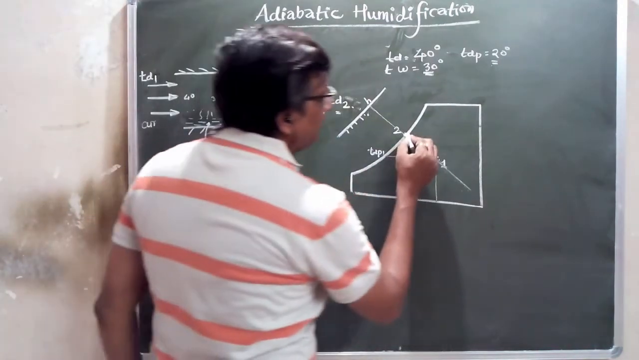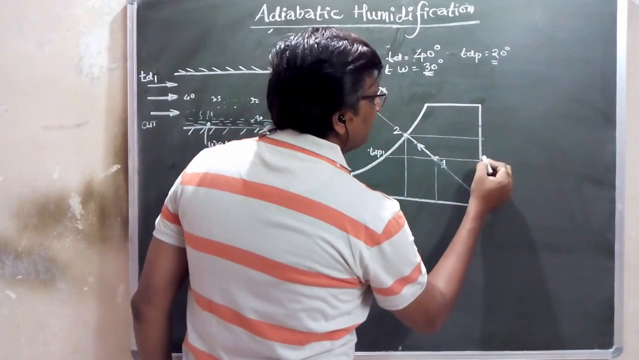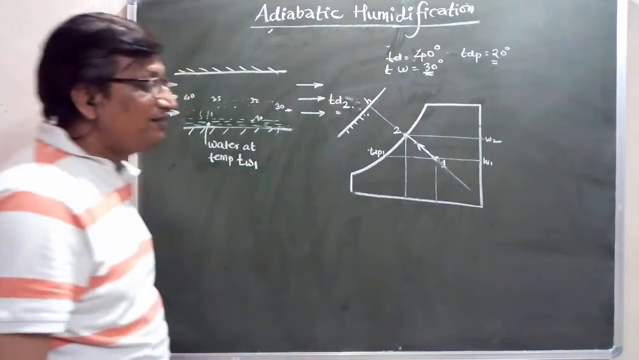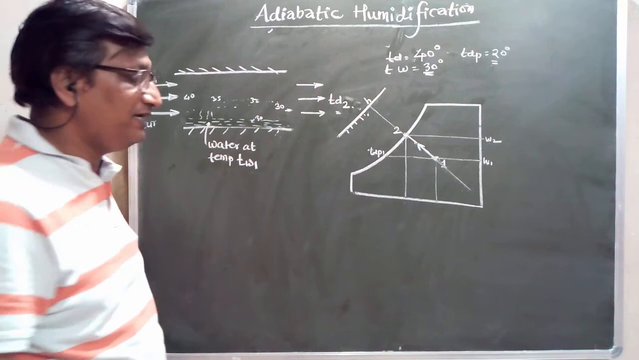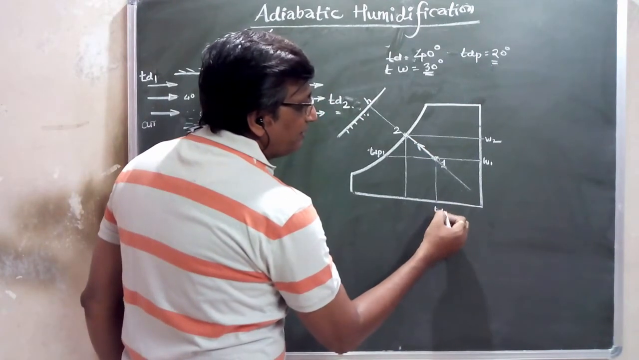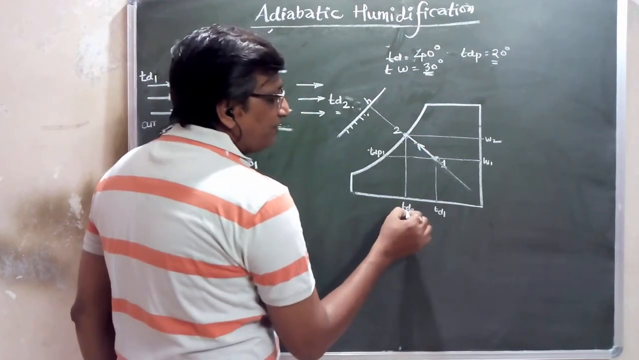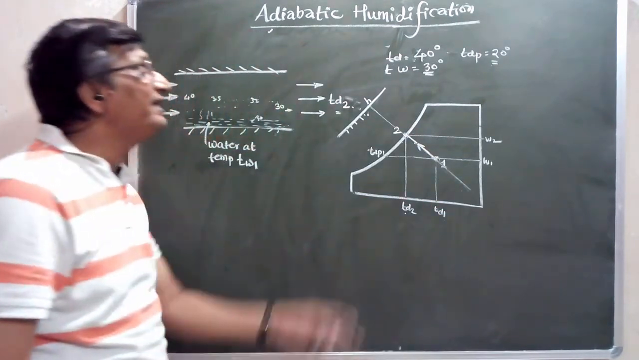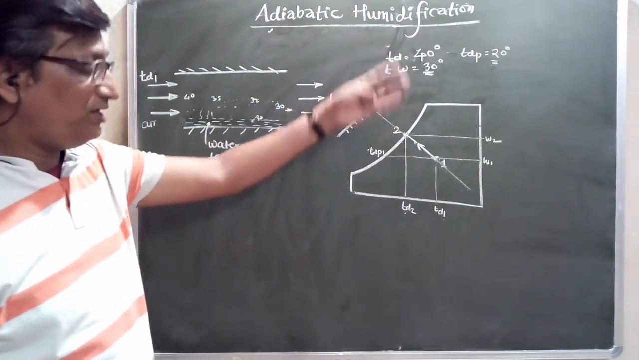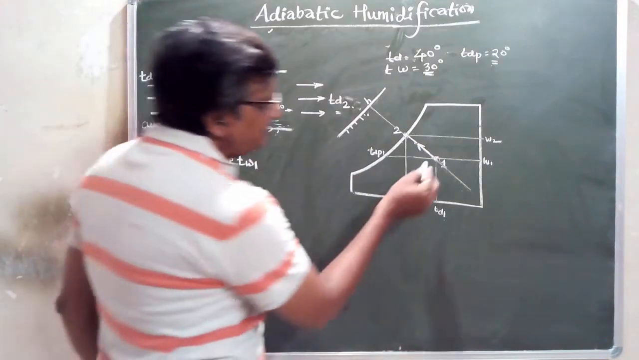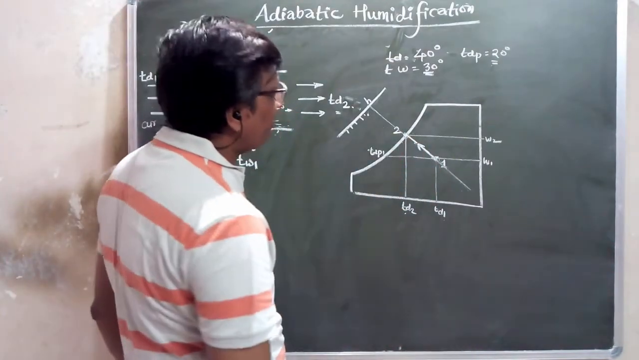Now if you see here, this is W1 and this is W2. W2 is greater than W1, which means humidification has been done here. Again, this is temperature TD1 and this is temperature TD2. TD2 is less than TD1, so this is a cooling process. You can say it is cooling and humidification, or the adiabatic humidification process. So this is what the adiabatic humidification process is.